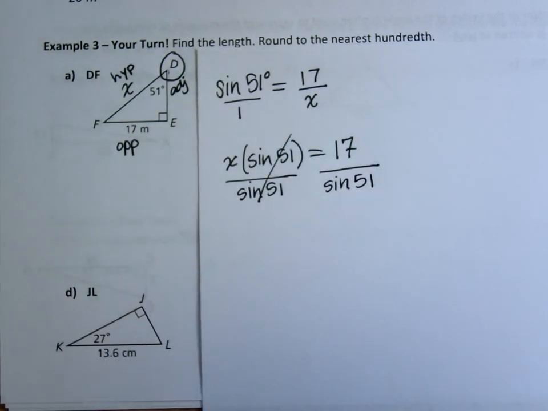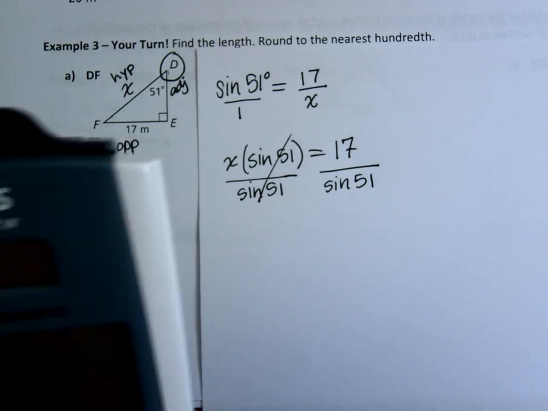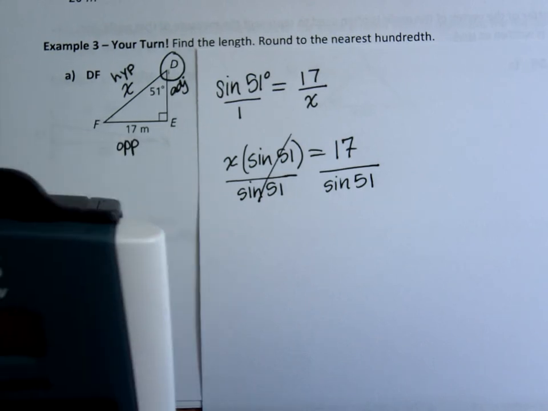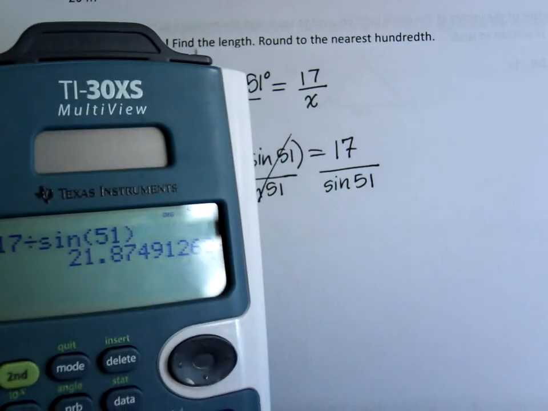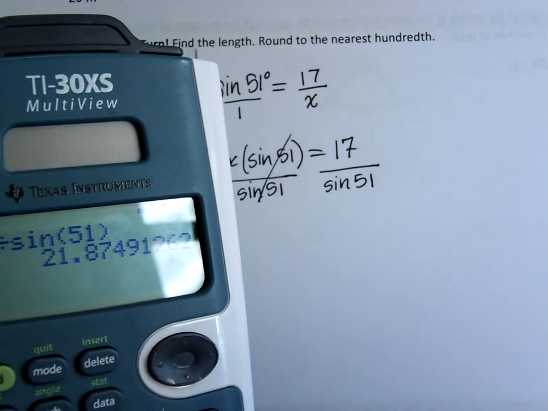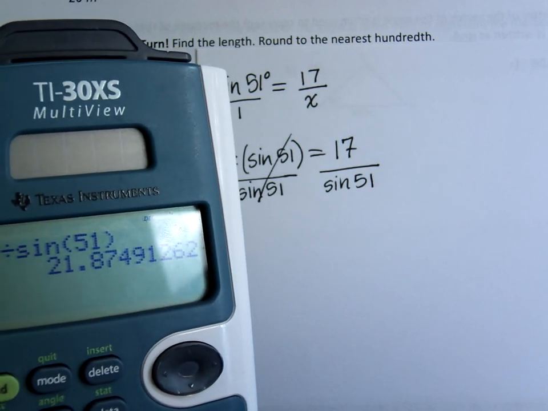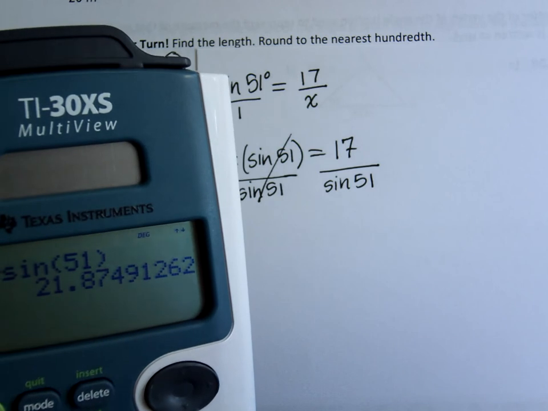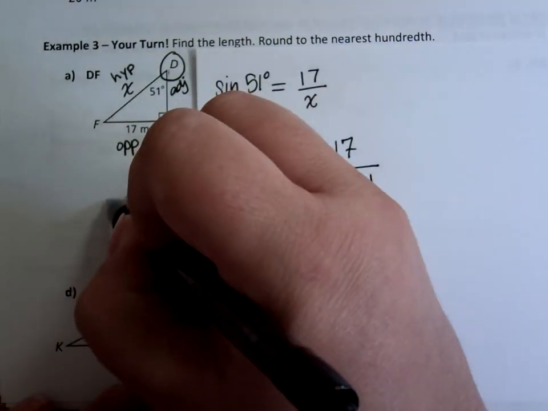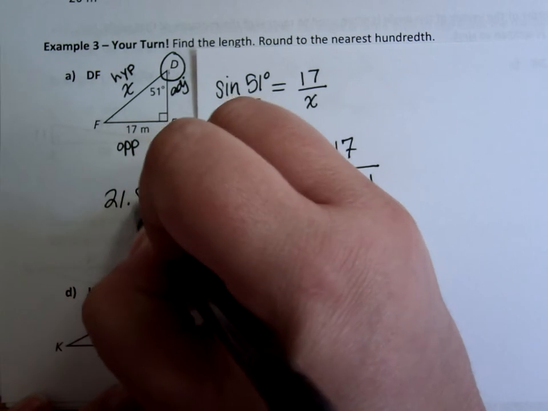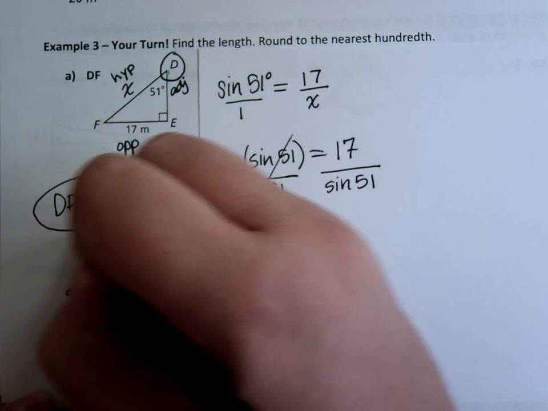Now x is alone, and I'm going to divide 17 divided by sine 51. Okay, that's going to be 21.87. Notice that we're just using the sine button. We're not using inverse sine, just plain sine. So I'm getting 21.87 as my answer. And I'm just going to write it right here. DF equals 21.87.